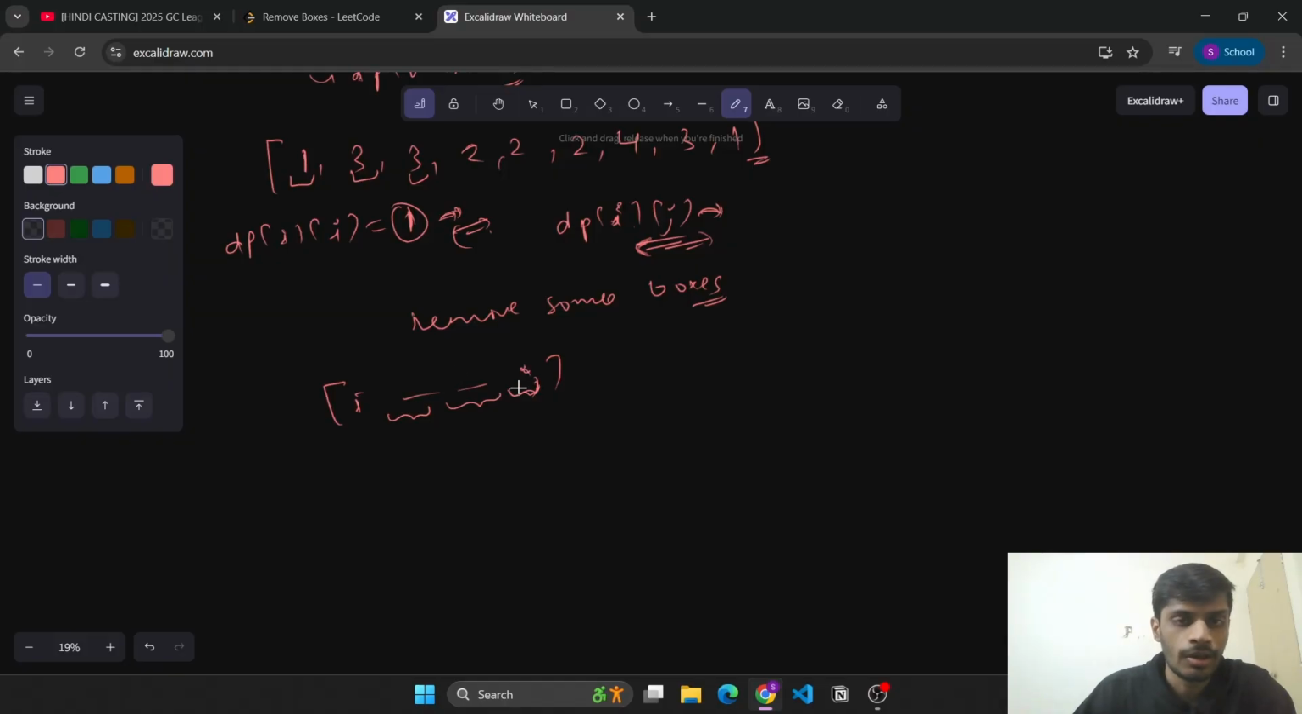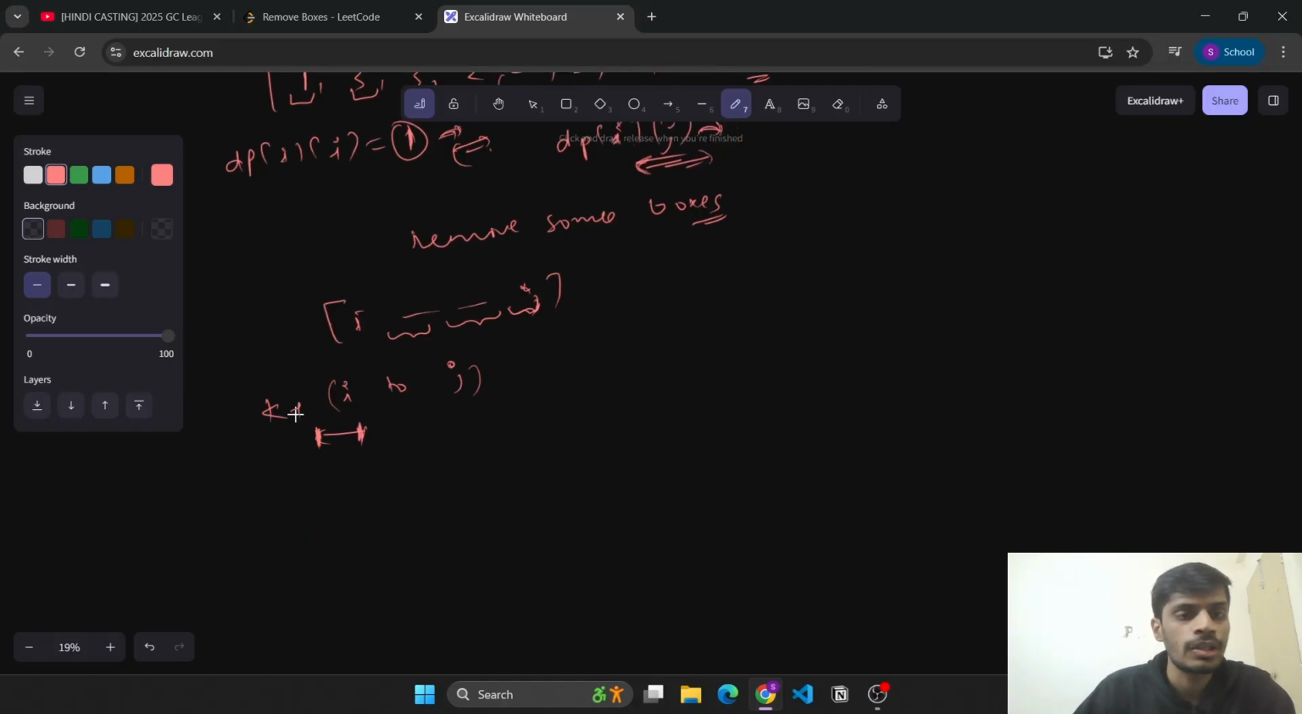Continuous means same color. So what we can do is take another loop of k which will go from i till j, and it will identify the continuous segments and solve that segment. Suppose we remove some segment from k1 till k2 index and get a cost of (k2 minus k1 plus 1) whole square. Now the new DP states will be DP of i till k1 minus 1 and DP of k2 plus 1 till j. These will be the two states.